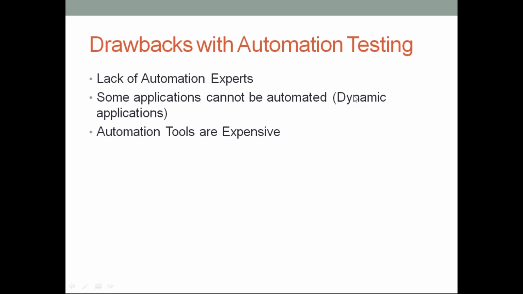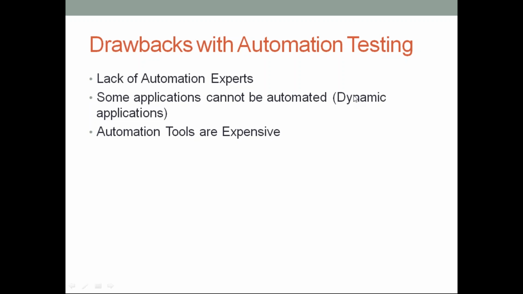And the next one is that some applications cannot be automated, right? For example, dynamic applications. What do dynamic applications mean? Let's say I have a game application where I don't know when an object appears, when it is going to disappear, and at what location it may appear. So it's completely dynamic, right? Such kinds of applications are not preferable for automation, so we cannot go with automating them. Those kinds of applications will be manually tested, right?